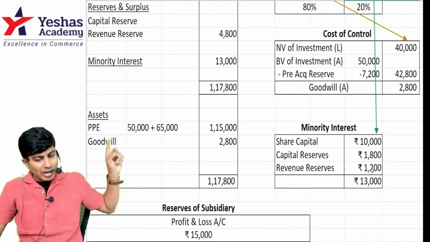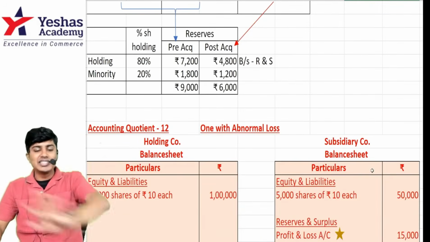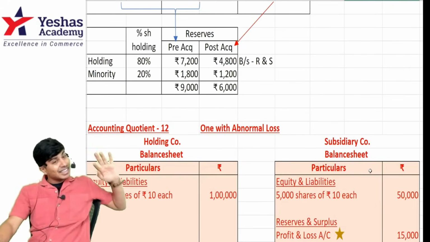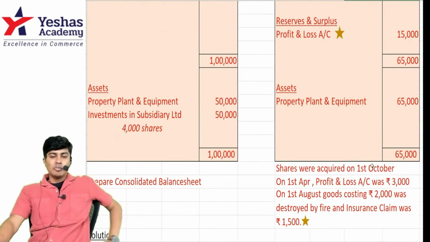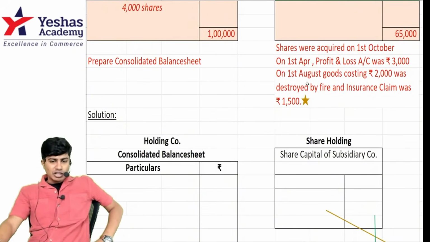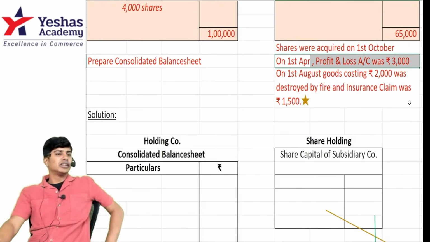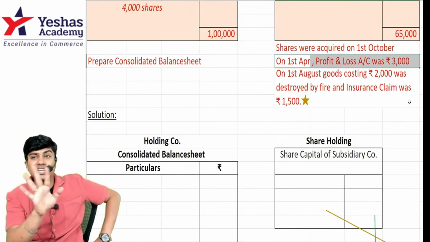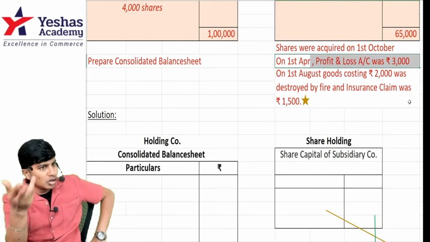Here they're telling there is one item which is abnormal. Other than this, everything else is normal. How much is the reserves of the subsidiary? 15,000. In that, how much was it on the date when you acquired? 3,000. Deduct 3,000. The 12,000 is after 1st of April, not post. 3,000 is pre. Only 3 is not pre, but there is more which is pre.